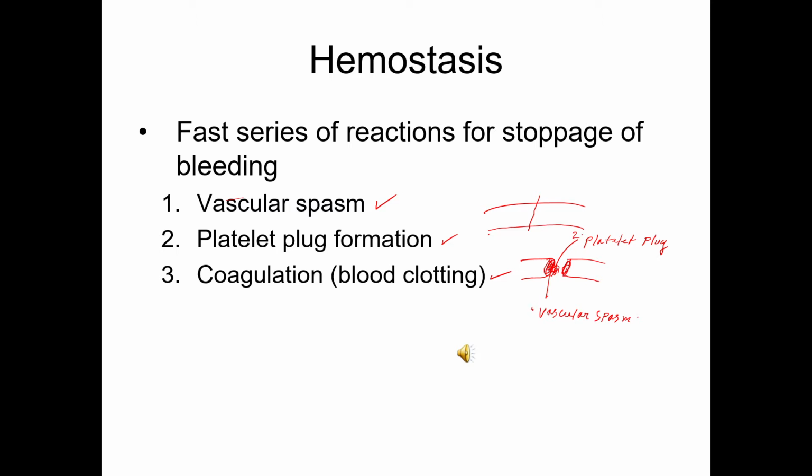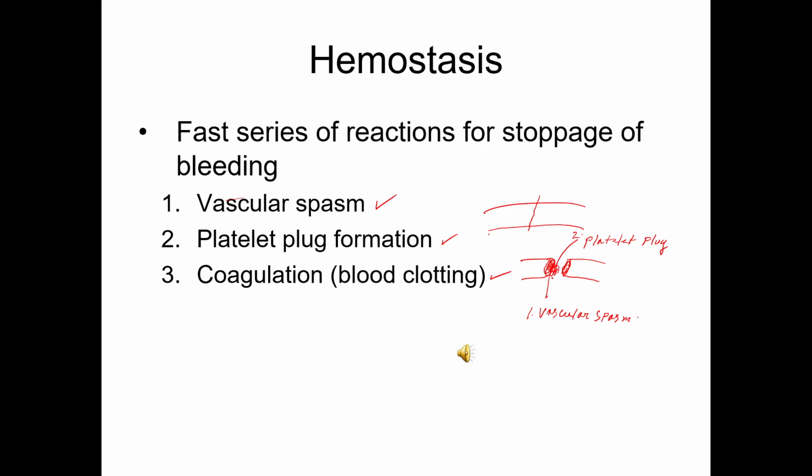Step 1 is vascular spasm due to the contraction of the smooth muscle, and that contraction occurs due to the pain reflex. When you get a cut, in your smooth muscle you have nerve fibers, so that will cause pain, and that will cause the contraction of the smooth muscle. And then what happens, clot formation occurs.